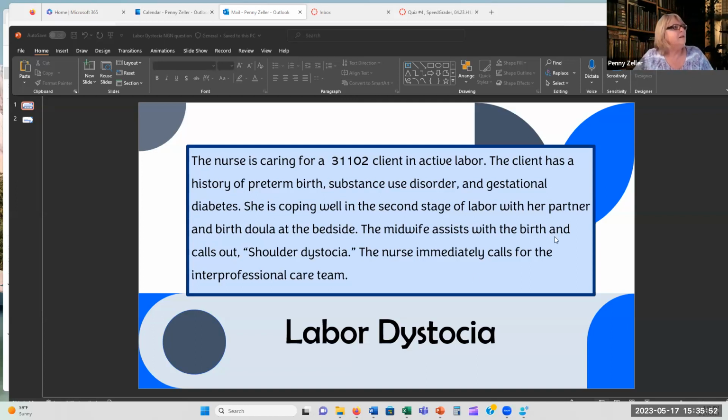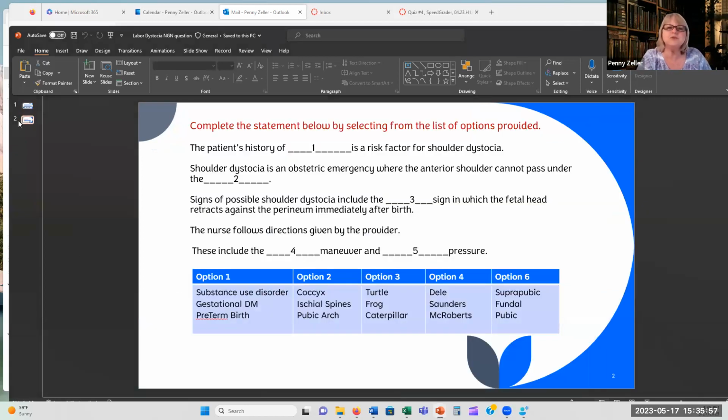Okay, let me find the next slide. All right, so here's one of those NGN questions. Look at the list below and look at the options. What history puts her at risk for shoulder dystocia during labor? Gestational diabetes. Yeah, you just said gestational diabetes is number one.